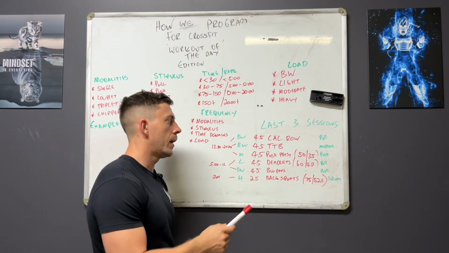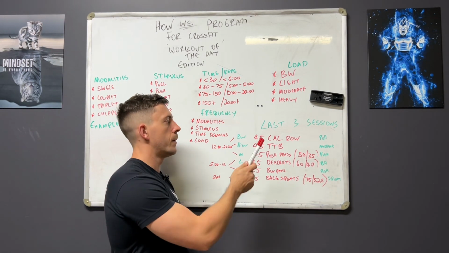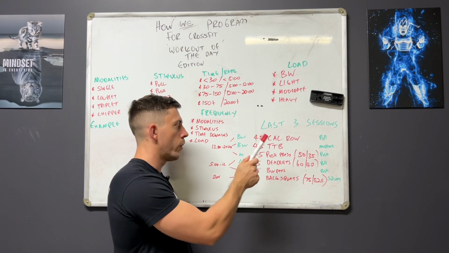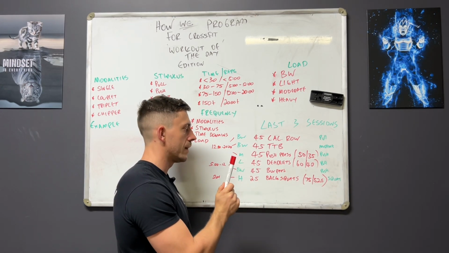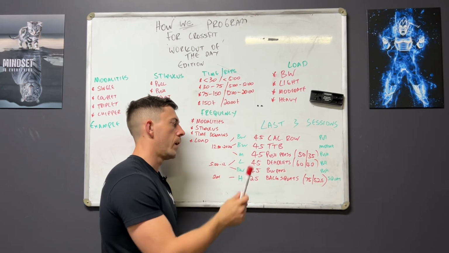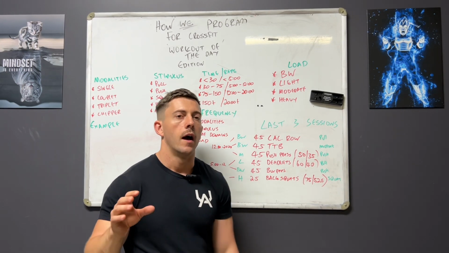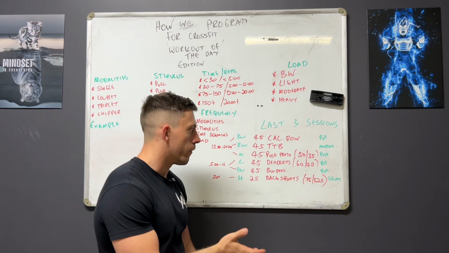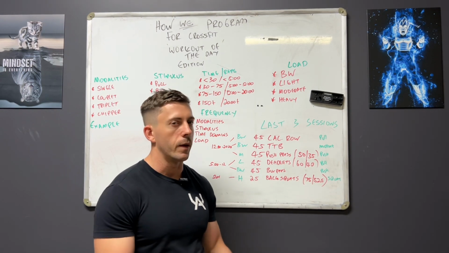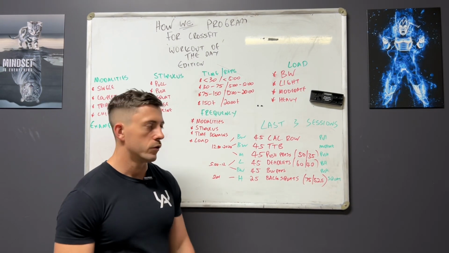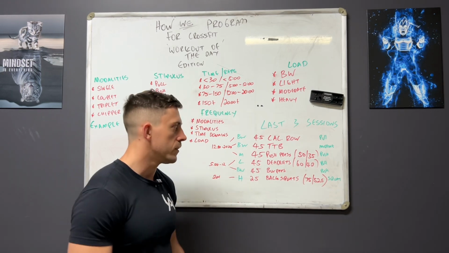So the last 3 sessions' movements have been 45 on the row, toes to bar, push press, deadlifts, and burpees, and then 25 total back squats that have been thrown in there. So there's a pretty consistent theme of repetitions. That 45 to 50 rep range is pretty popular for a good stimulus at a moderate load for most things.